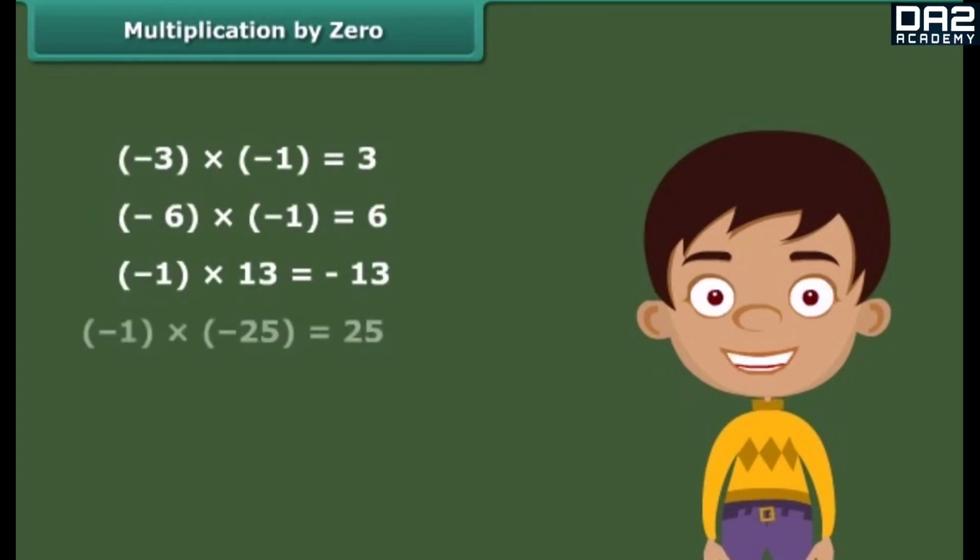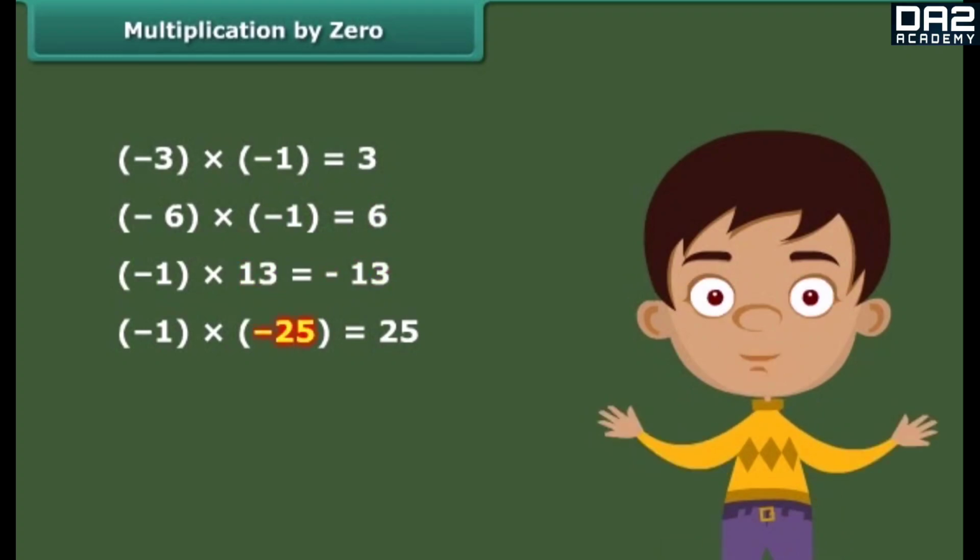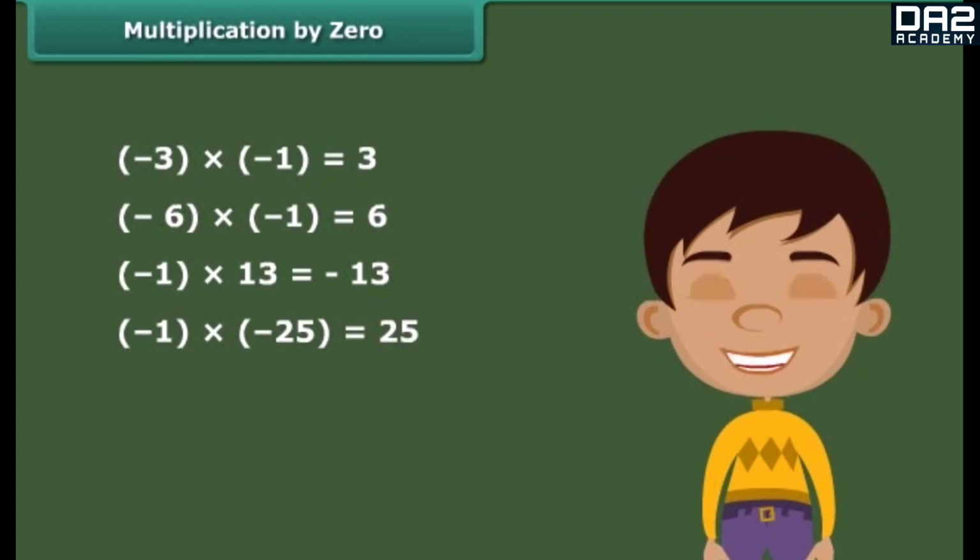But when we multiply any integer with minus 1, we get the additive inverse of the integer. In these examples, minus 3 has become 3, minus 6 has become 6, 13 has become minus 13, and minus 25 has become 25.